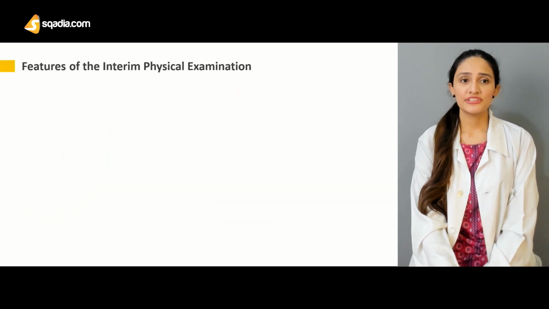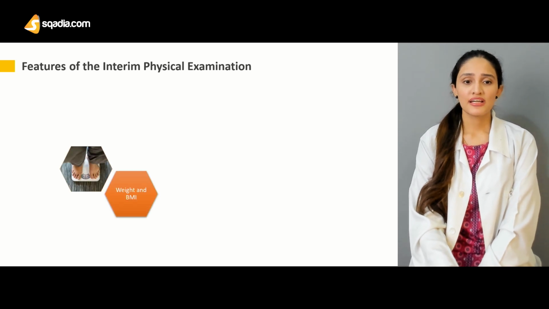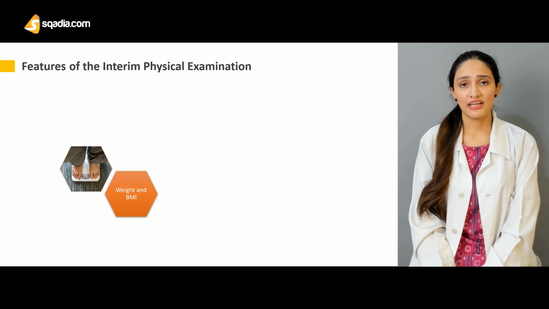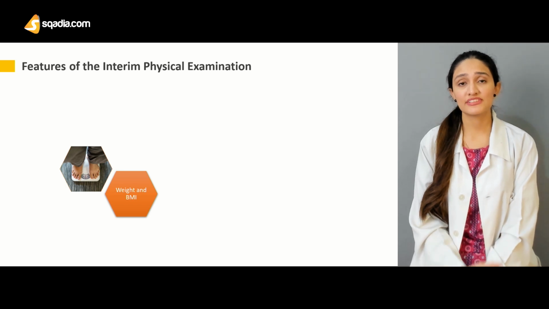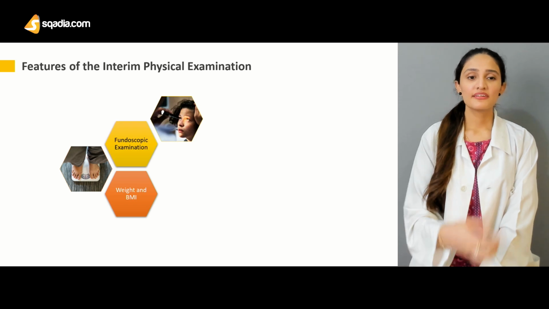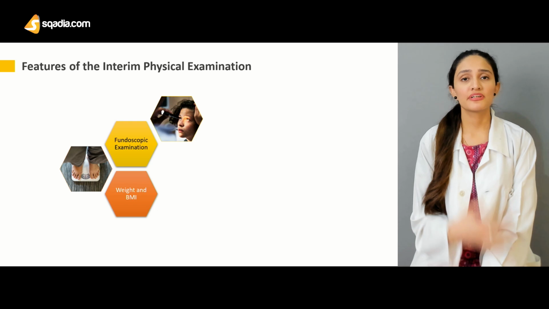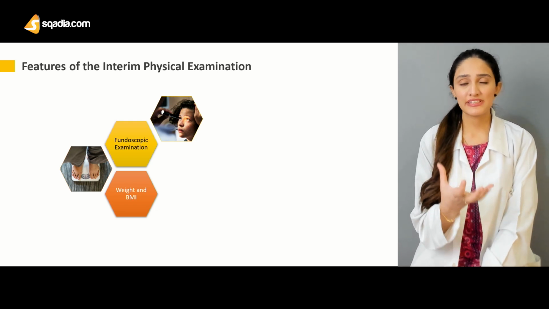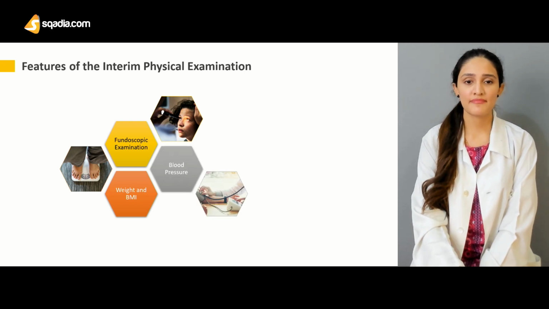So what are the features of the interim physical examination? The list includes weight and BMI, which is the same as the previous physical examination. Checking the patient for any sort of obesity, whether he's overweight or underweight. Fundoscopic examination, as we've mentioned before, the patient might present with blurred vision or decreased eyesight. So this is very necessary as it's one of the complications of diabetes mellitus.